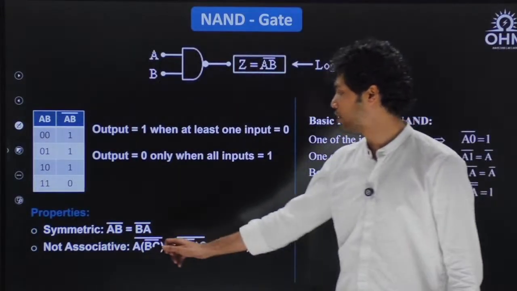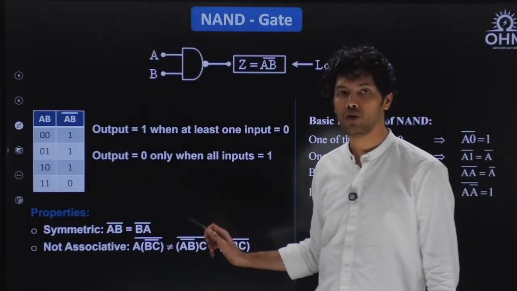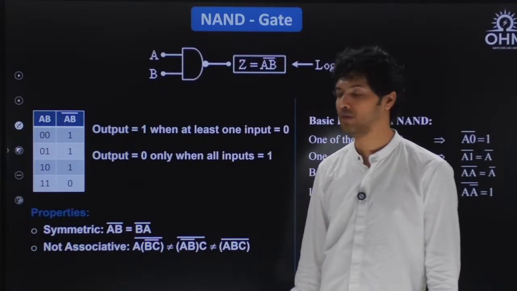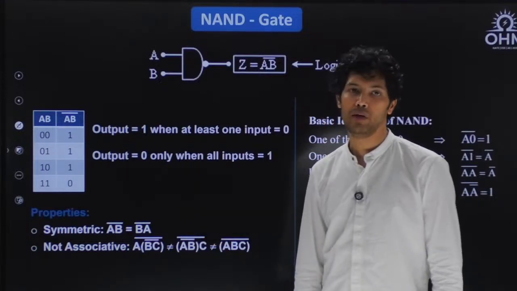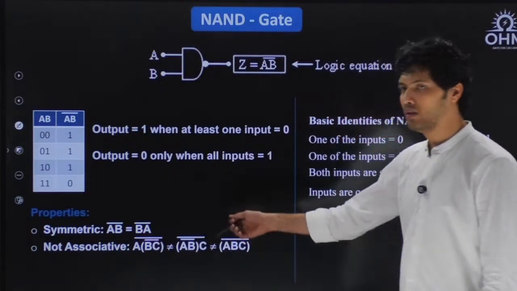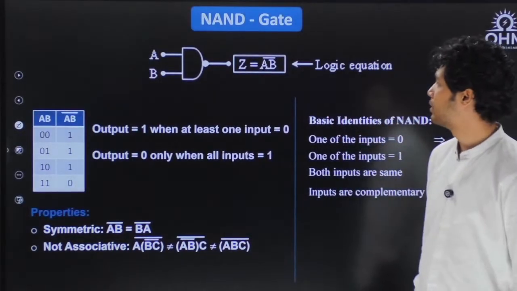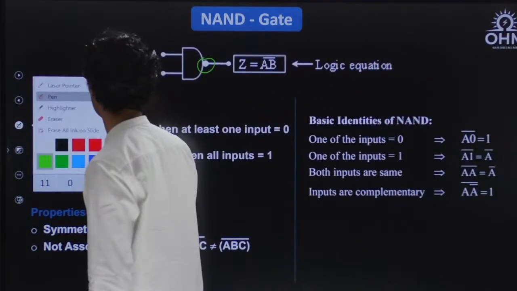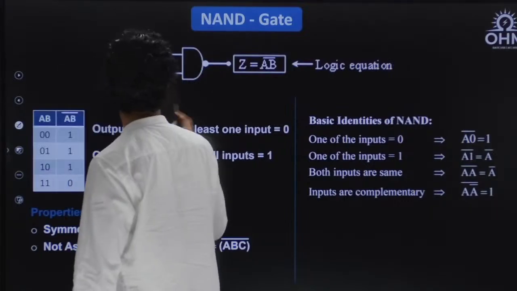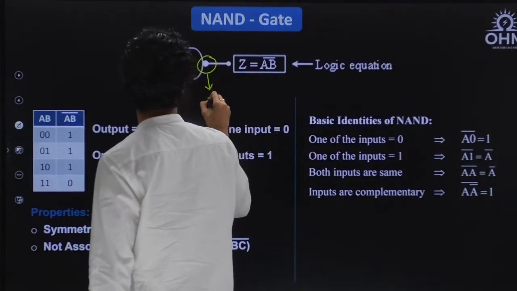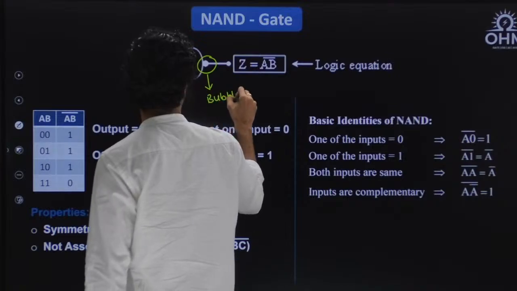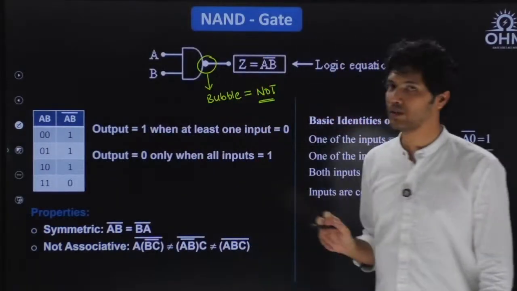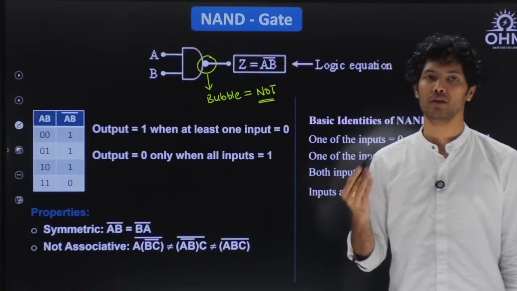In the sense that whenever you change the order of operations, the output is not one and the same. Hence, A into B whole bar into C whole bar is not the same as the 3 input NAND operation. Again here also you have a bubble. What does the bubble correspond to? Whenever you see this bubble, it indicates the NOT operation. And the logic equation is nothing but multiplying both the inputs and then complementing the multiplied result.